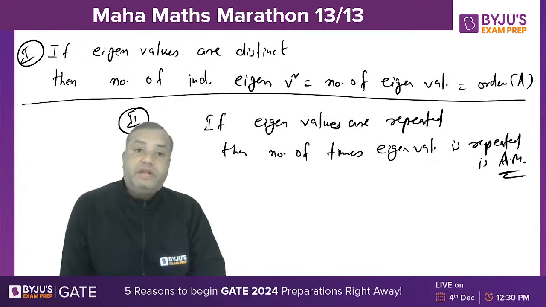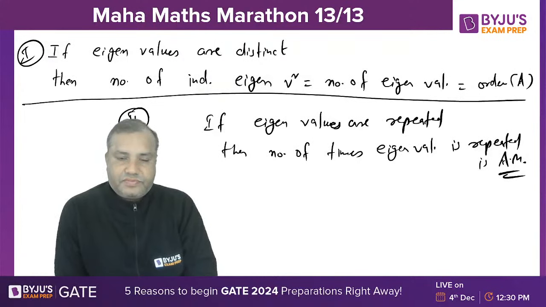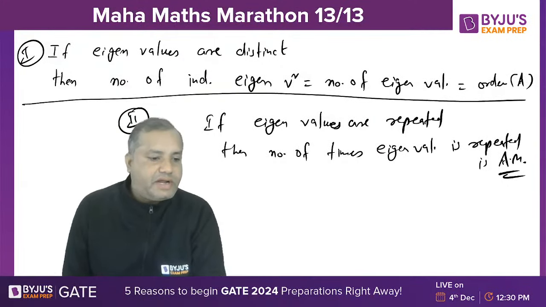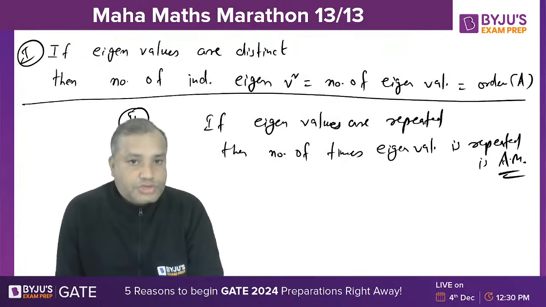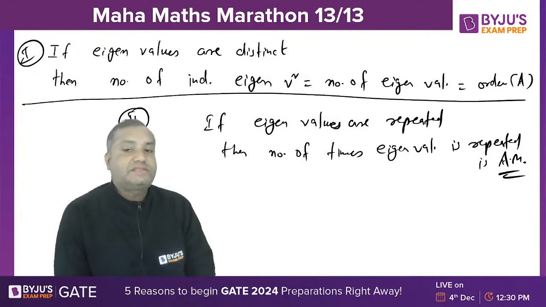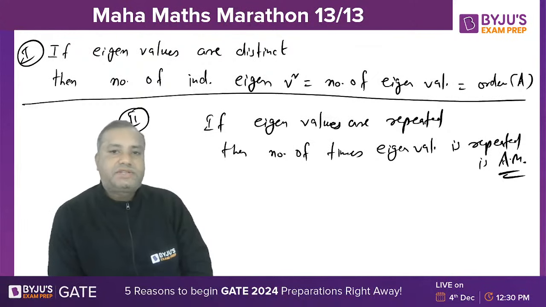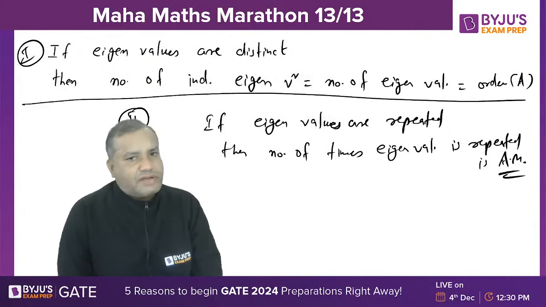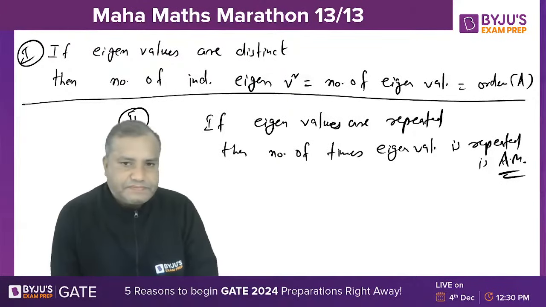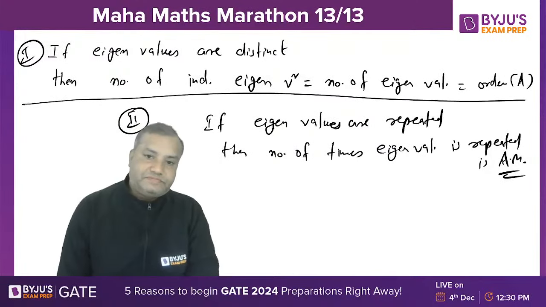Yes, I am talking about independent eigenvector. If eigenvalues are distinct, then each of the eigenvalue will be having an associated independent eigenvector. So how many independent eigenvectors associated with the given matrix? That is exactly equal to the number of eigenvalues. So if there are 3 distinct eigenvalues, so 3 distinct eigenvectors. If there are 5 distinct eigenvalues, so 5 independent eigenvectors. But situation changes when eigenvalues are repeated.